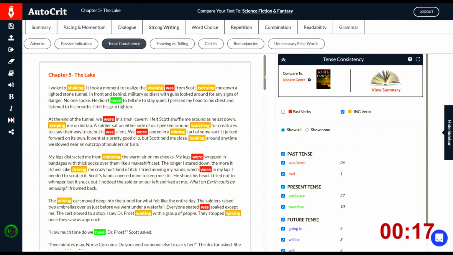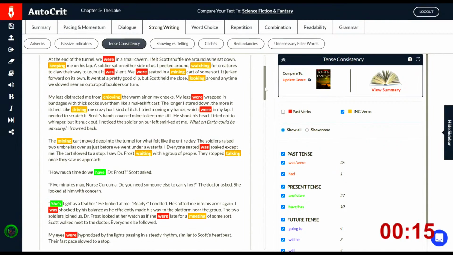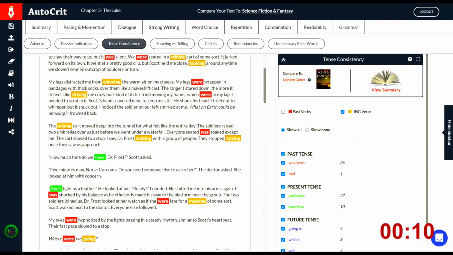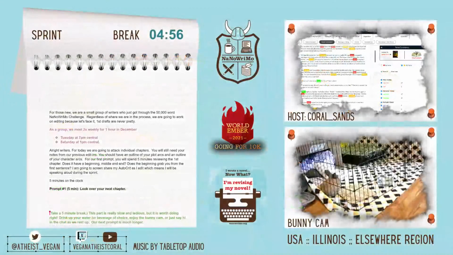Okay. We have this, which we'll take care of soon. So most ing, it's I saw, blah, blah, blah, and then the ing verb. They stopped talking. The mining cart, this is an adjective, not a verb. Oh, and that sound is our 5-minute break. All right.